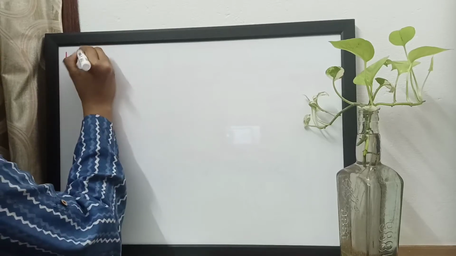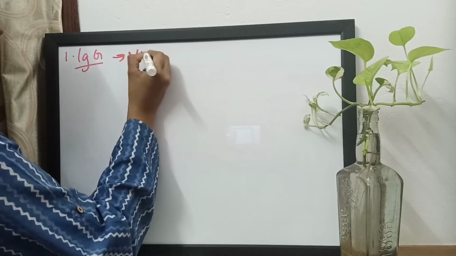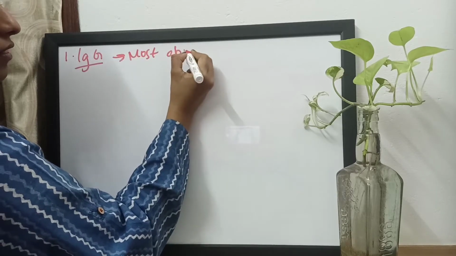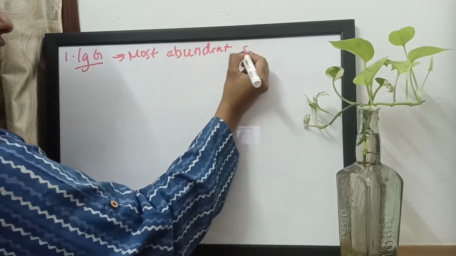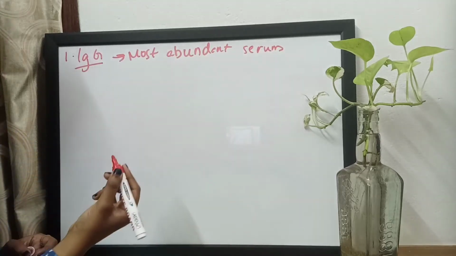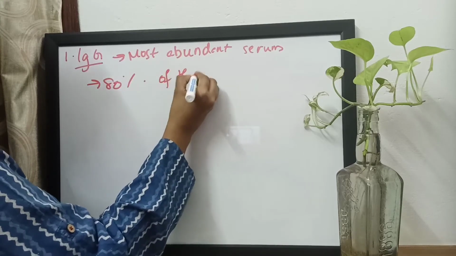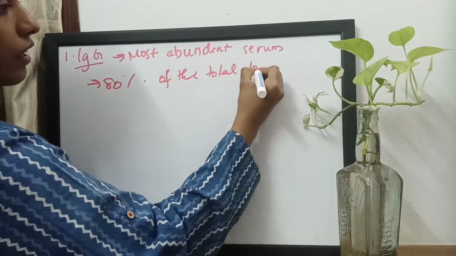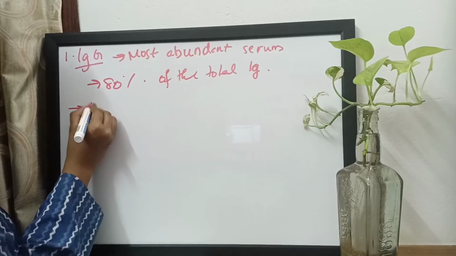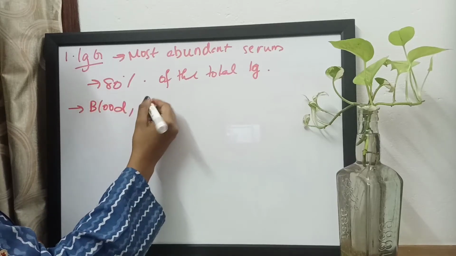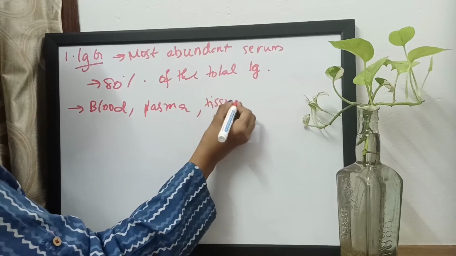So the first subtype is IgG. And IgG is the most abundant. Most abundant where? It's the most abundant in the serum. And 80% of the total immunoglobulins. It forms 80% of the total immunoglobulins. So where is it found? It's found in the blood, it's found in the plasma, and is also found in tissue fluids.